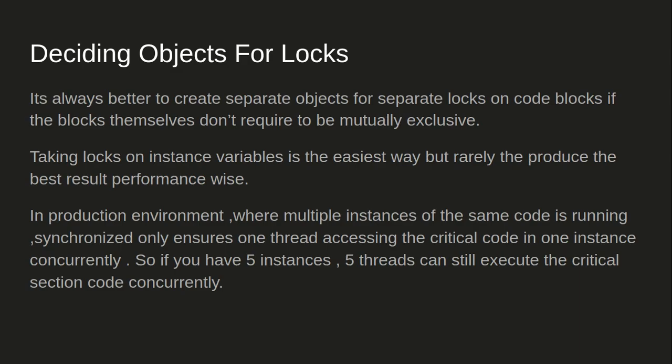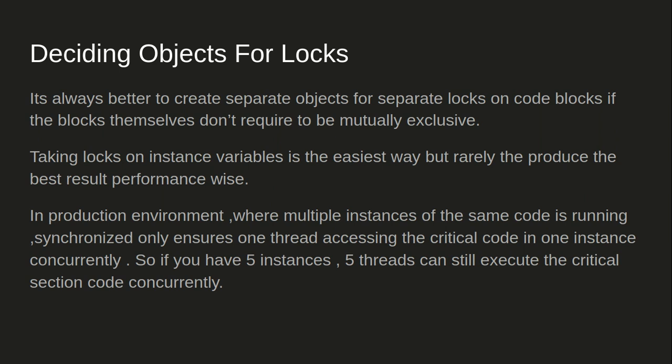Now, the first concept that I want to talk about in this lecture is deciding objects for the locks that we take inside synchronization. We have studied how you can use the synchronized keyword to handle mutual exclusion for the critical sections of your code, and how in the synchronized keyword you can provide an argument, an object, on whose monitor a lock is taken. We studied that whenever you synchronize a complete method, the lock is always taken on the instance object to which the method belongs.